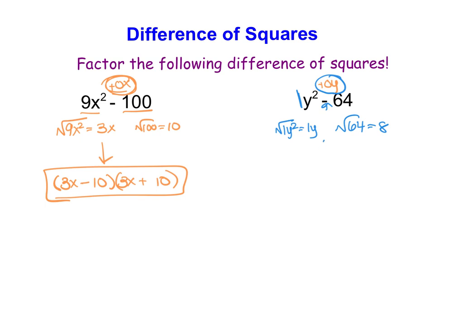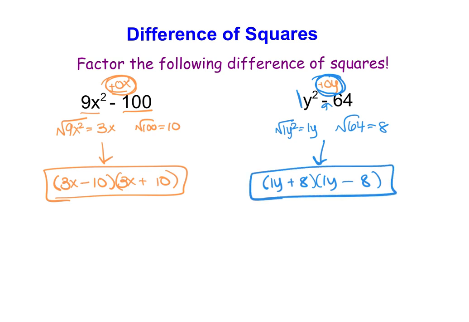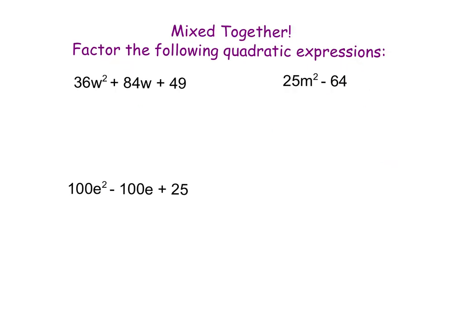So now from here, because we have a difference of squares scenario, we can do 1y and 1y, 8 and 8, and then in order to produce this middle term in the middle as a plus 0, it would just be a plus and a minus. And it doesn't matter which one is a plus or which one is a minus, it just matters that you have one of each. So now let's mix some of these together.